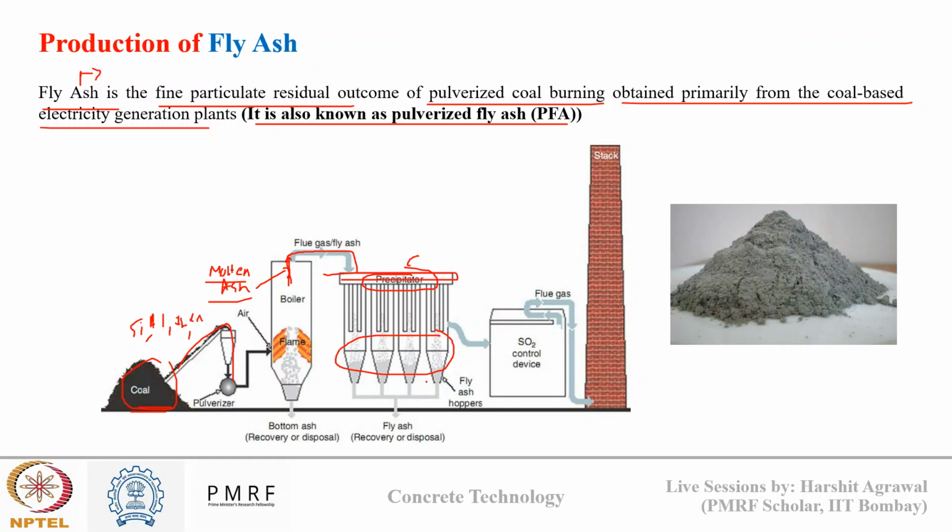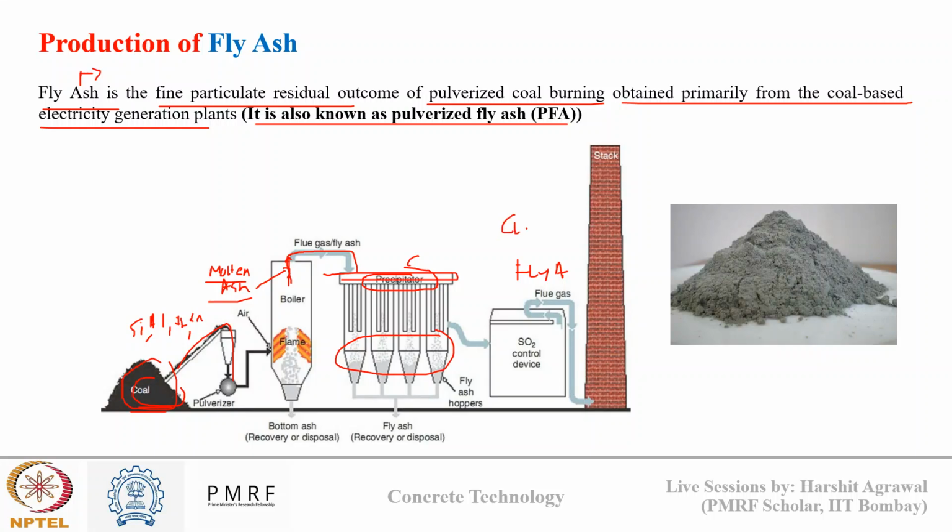Okay, and this fly ash that is produced from coal burning, they are either used in construction activities as a replacement of cement, or they are deposited in ash pond or landfills if not reused. Okay, so what type of fly ash we are producing, the quality of fly ash, it completely depends upon the quality of coal. Okay, so there are two types of fly ash.